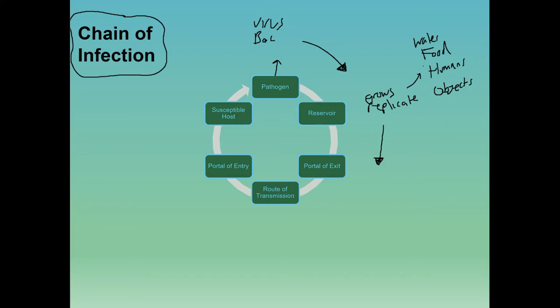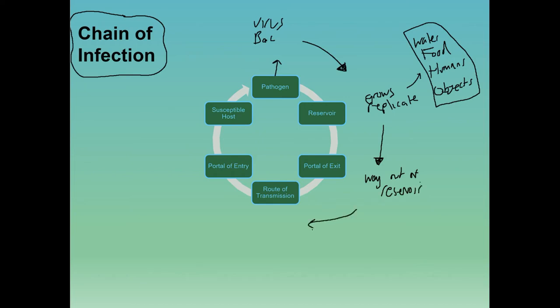So in order for this pathogen, which could be in any of these reservoirs, to cause an infection and disease in another person, or transmit from, let's say, food into another person, you have to have a portal of exit, and that's the way out of the reservoir.